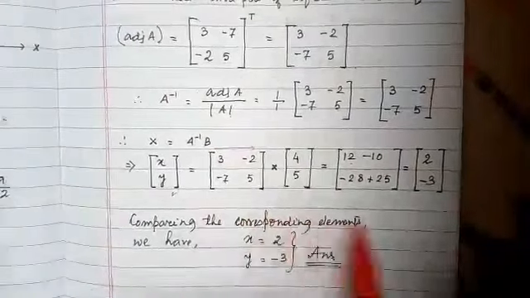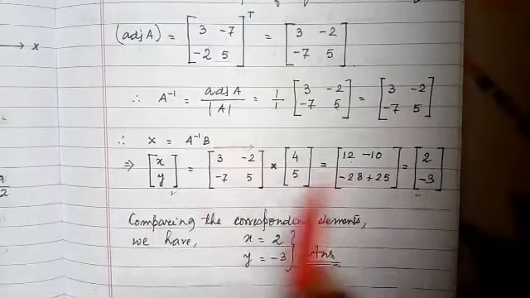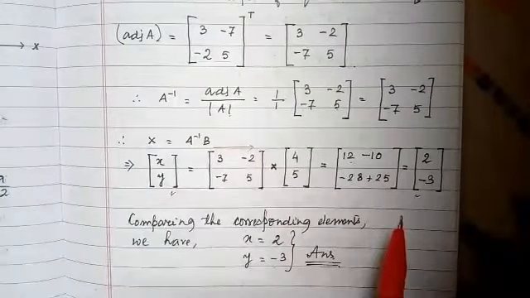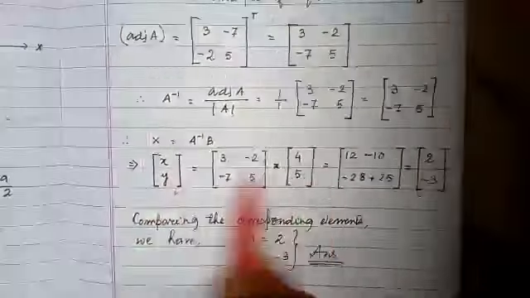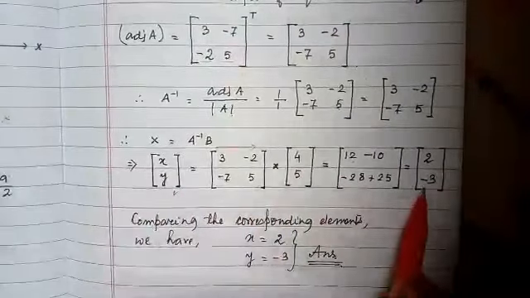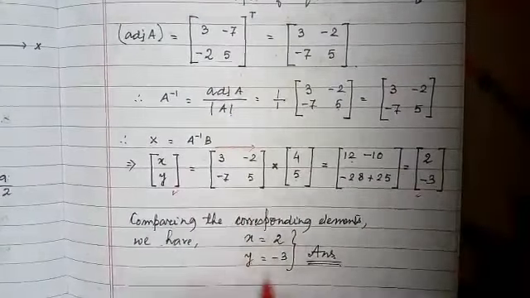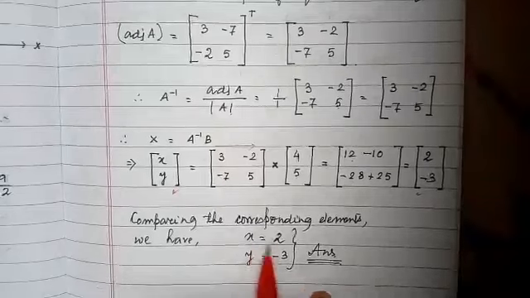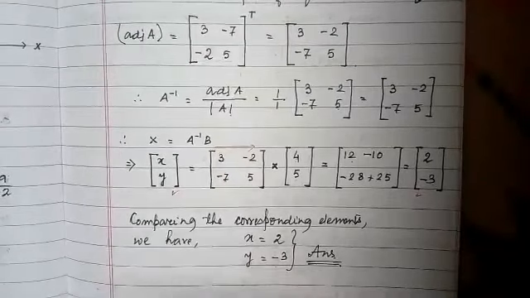Now if we compare these two matrices as they are equal, their corresponding elements are equal. So x is equal to 2 and y is equal to minus 3. This is the required solution. x is equal to 2 and y is equal to minus 3.